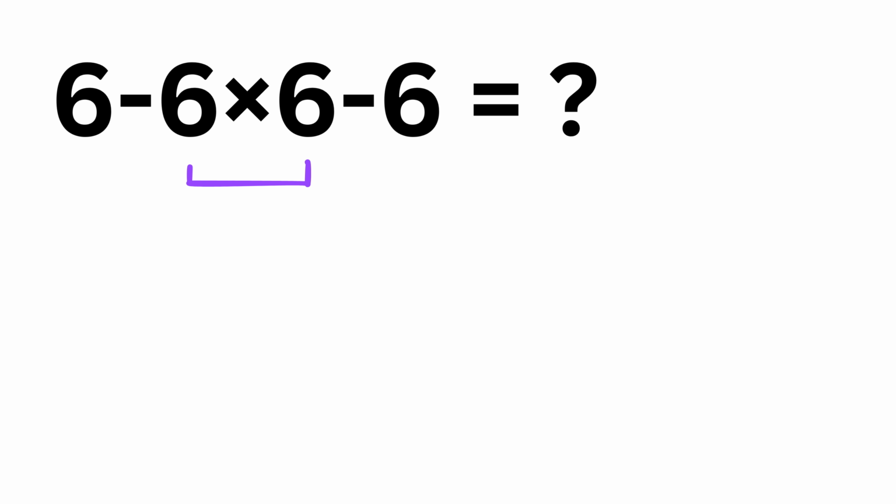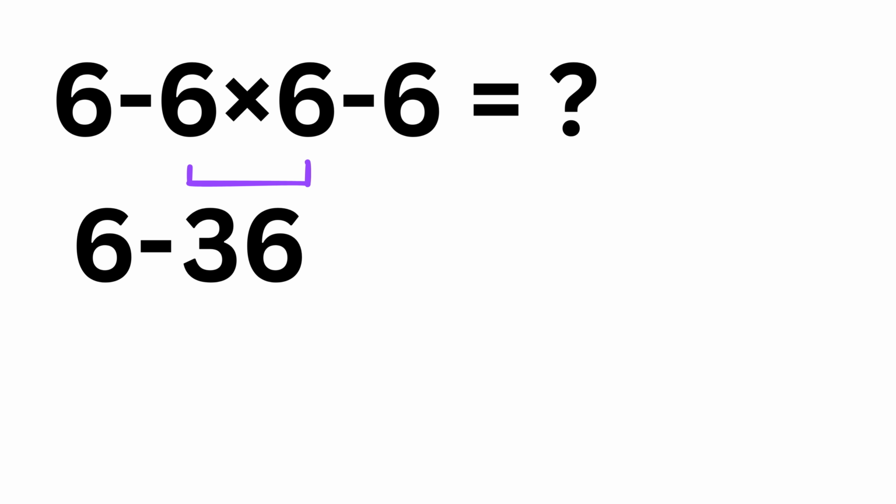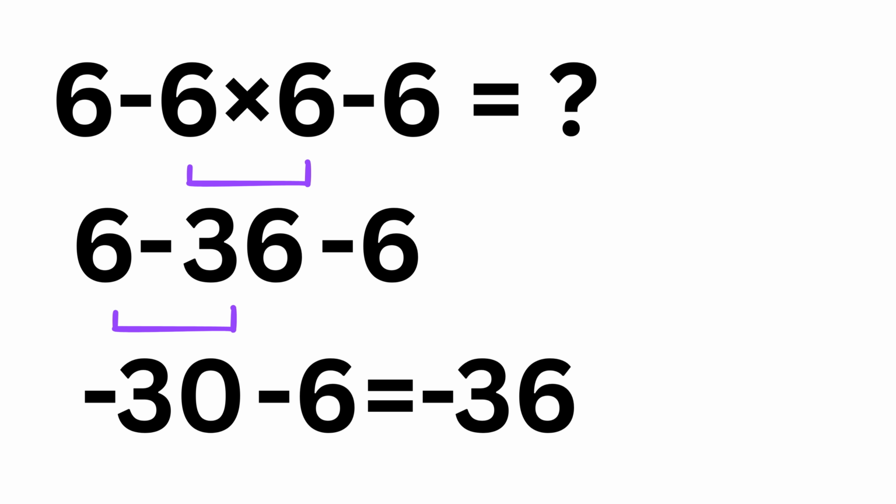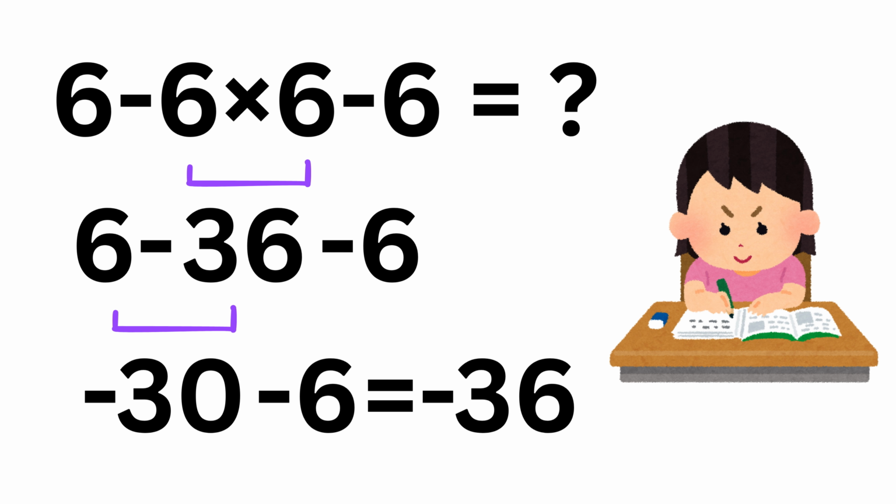6 times 6 gives us 36. So, we have 6 minus 36 minus 6. Here we work from left to right. 6 minus 36 gives us minus 30. And minus 30 minus 6 gives us minus 36. And this is our final answer to this problem. The correct answer is minus 36.